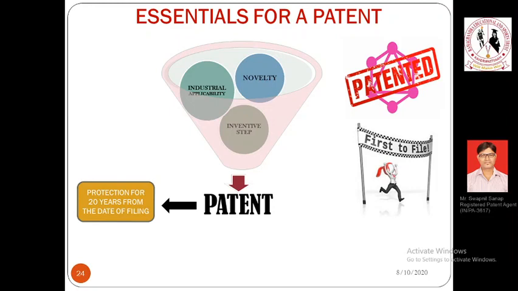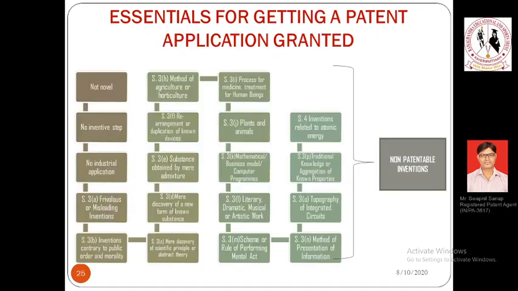First to file is a concept according to which any person whosoever files the patent first is given the priority, and any person who files the patent second will always be considered second. Okay, is this clear? Perfect.